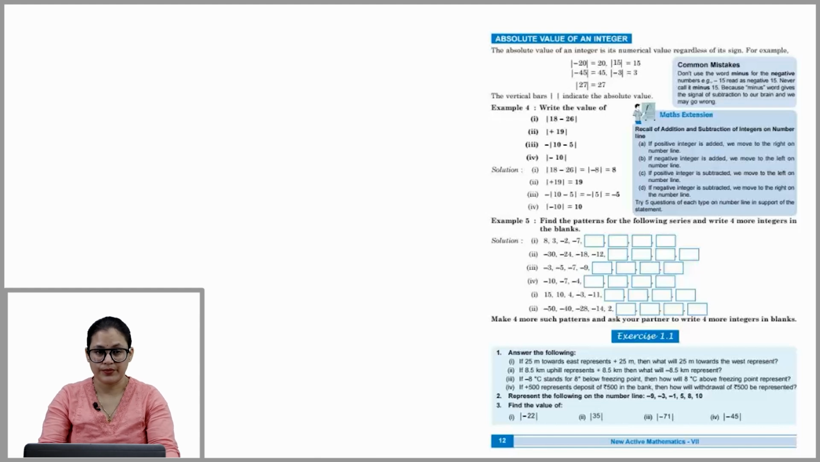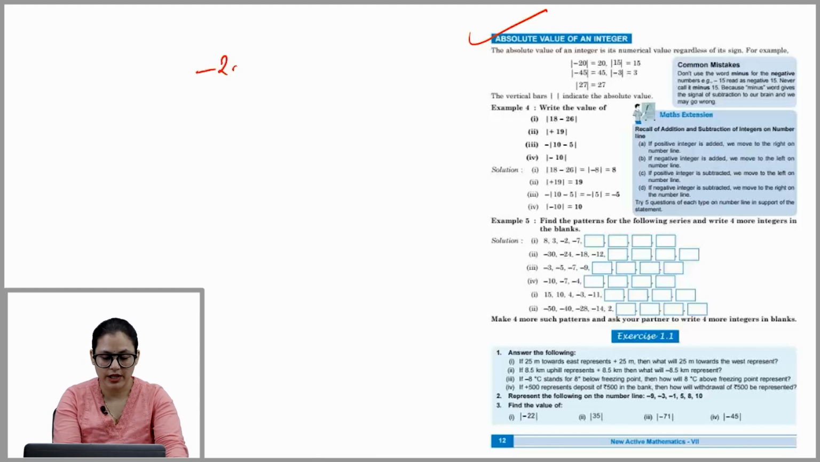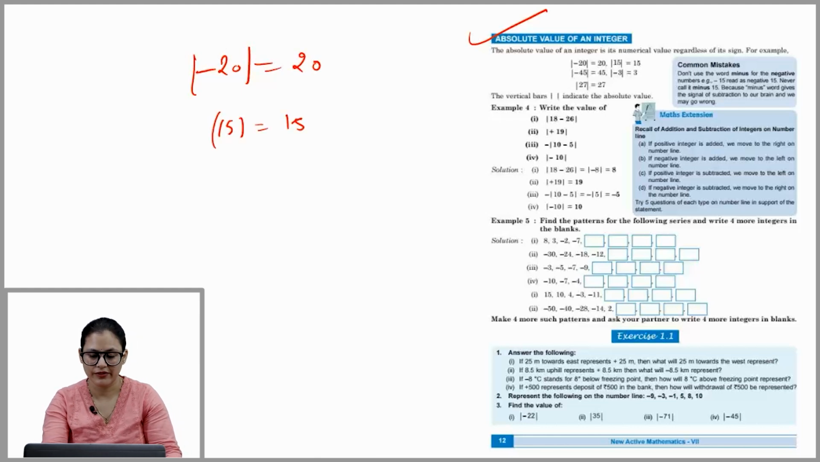Absolute value of an integer. The absolute value of an integer is its numerical value regardless of its sign. For example, the absolute value of minus 20 is 20. Absolute value of 15 is what? 15 only. The absolute value of minus 45 is 45.